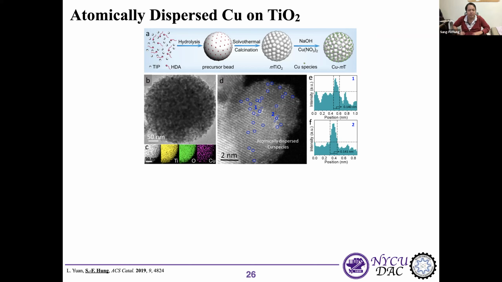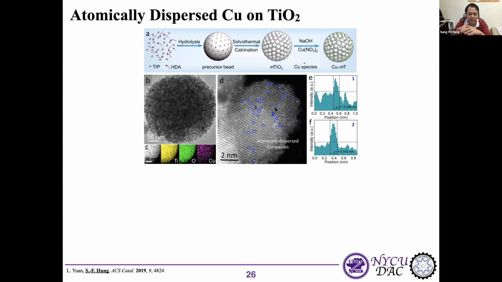So we investigated the photocatalyst of atomically dispersed copper on titanium dioxide. I think this is an interesting material system. We prepared mesoporous titanium dioxide through hydrolysis and a solvothermal process, and we modified copper species on the titanium dioxide.